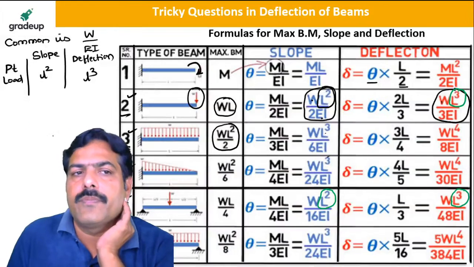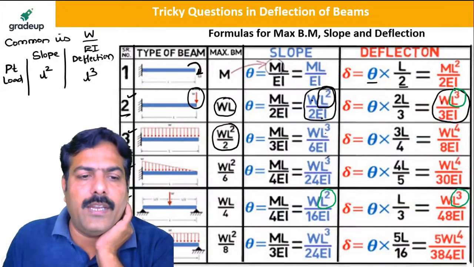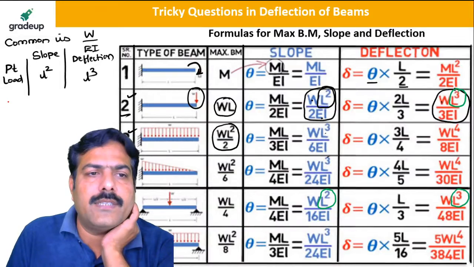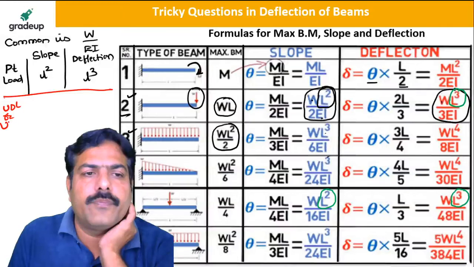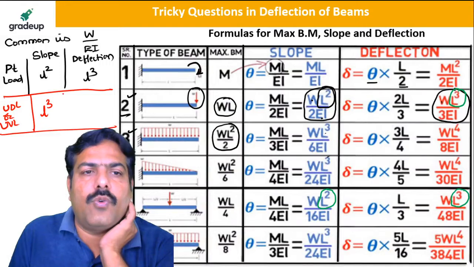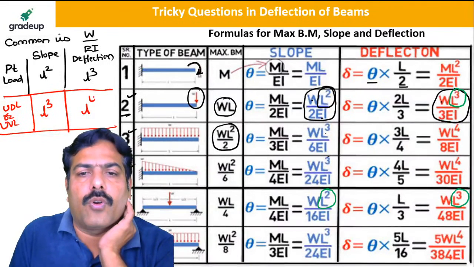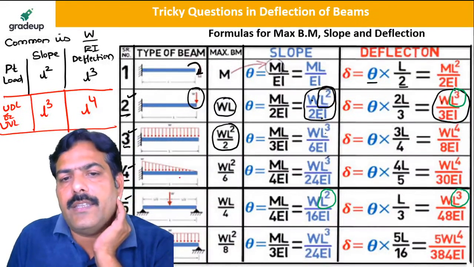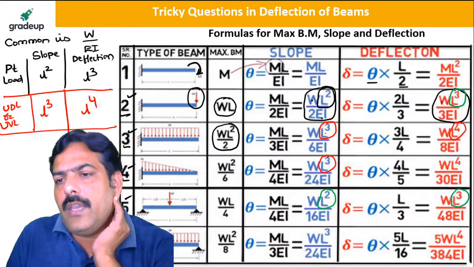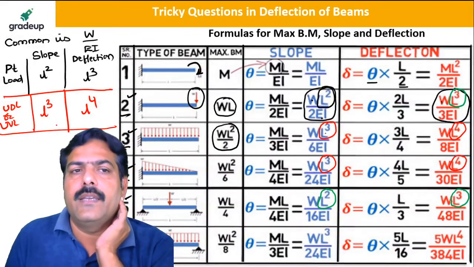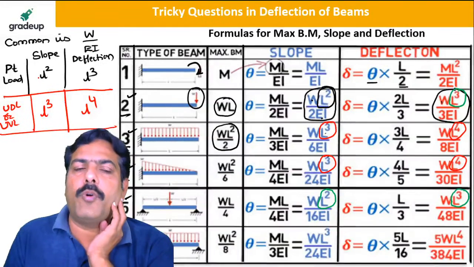Is it clear now? But when there is a UDL or UVL, which is in Newton per meter, your slope will become L cube and deflection will have L power 4. So now this is UDL and this is UVL. You see that L cube is the slope and the deflection is L power 4. So one more L should be multiplied. So W by EI, then for point load L square, L cube; for UDL, UVL, L cube, L power 4.